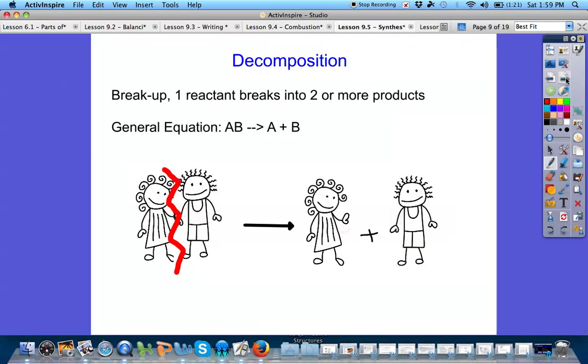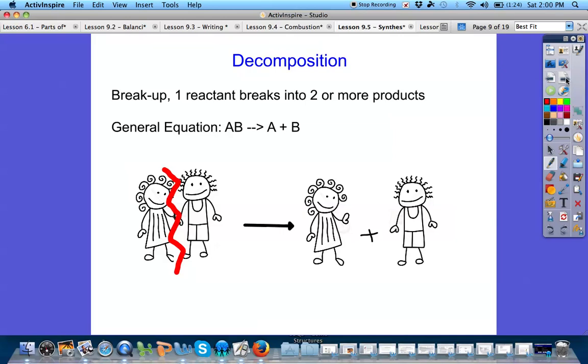So decomposition reactions is the next type that we're going to talk about. Decomposition, just like in biology, it's the breakdown. In chemistry, it's also the breakdown. It's going to break up one compound. So one compound, one reactant, is going to break into 2 or more products. The general equation for this is when chemical AB decomposes, it's going to form chemical A and chemical B.